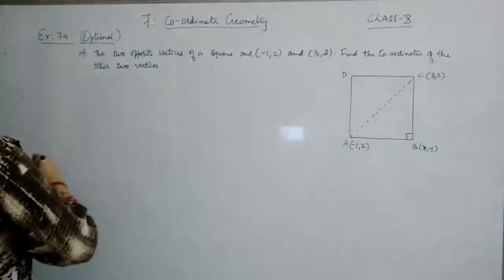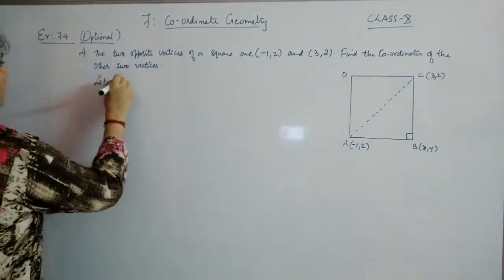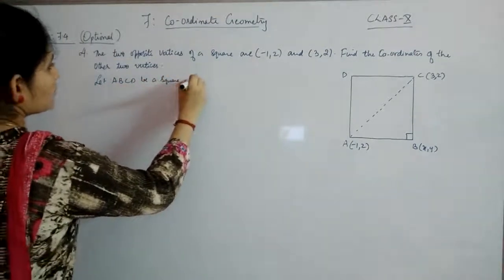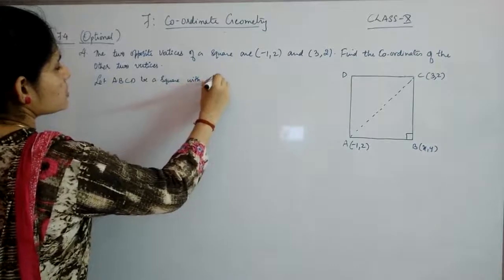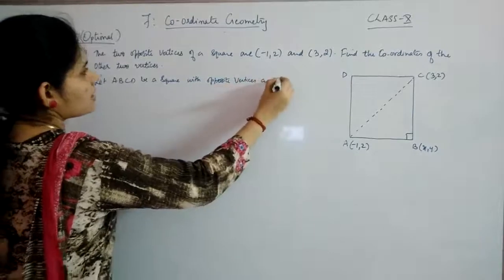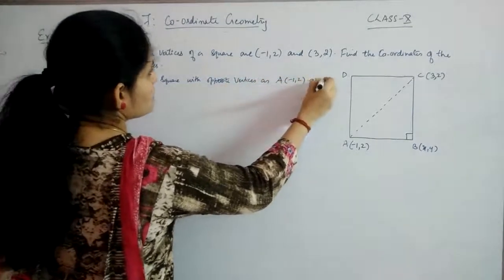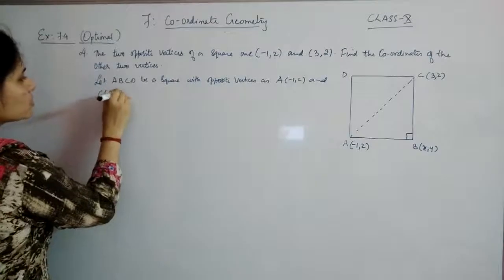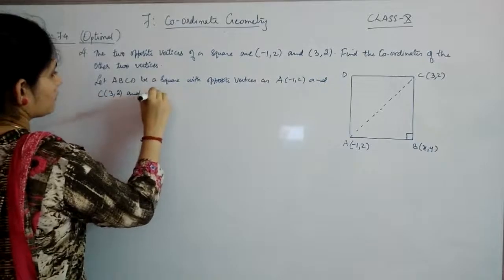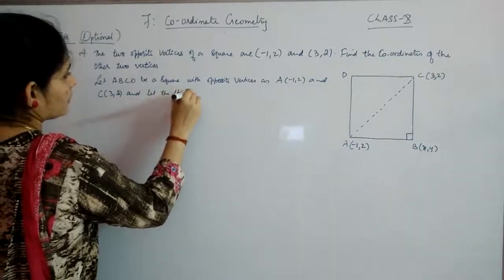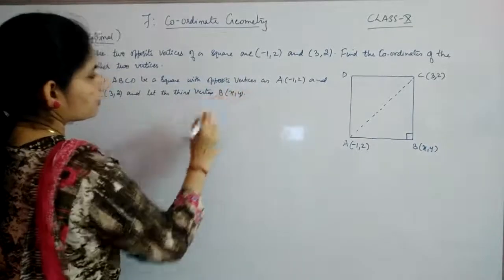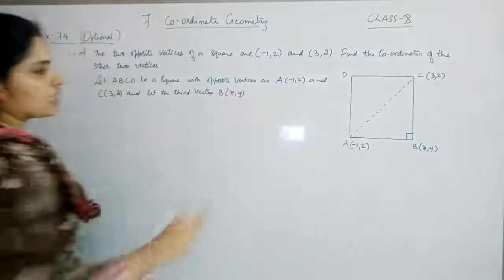Okay, let ABCD be a square with the opposite vertices as A minus 1, 2 and C 3 comma 2, and let the third vertex be B. Third vertex B of x comma y. Taken the coordinate of B as x comma y.